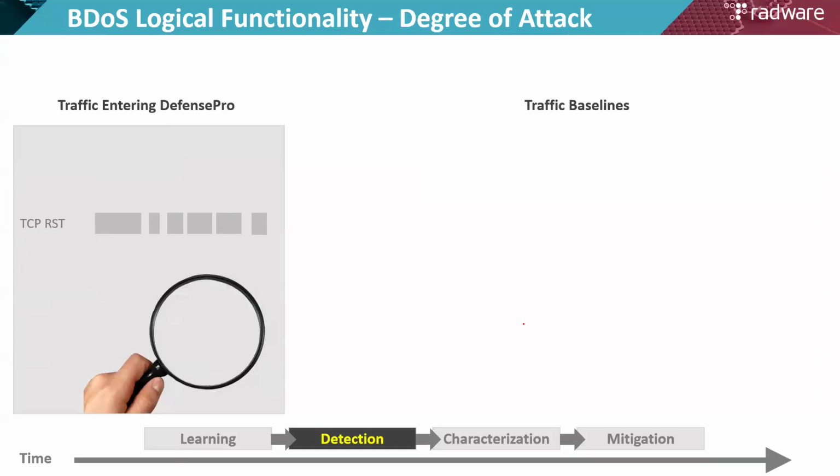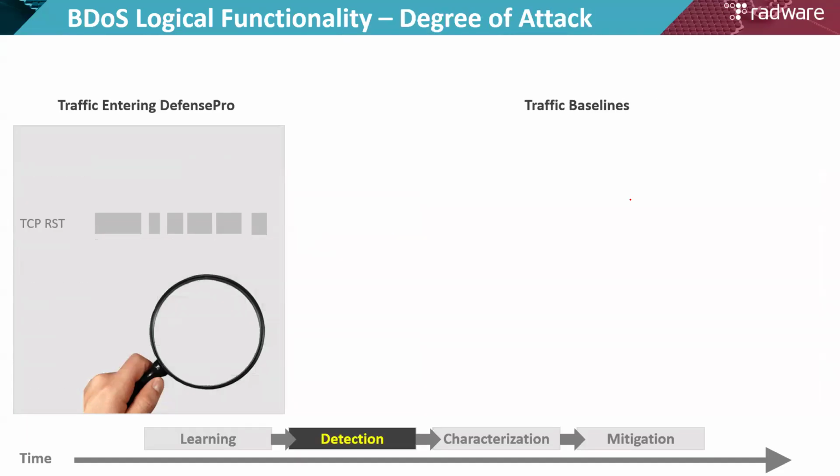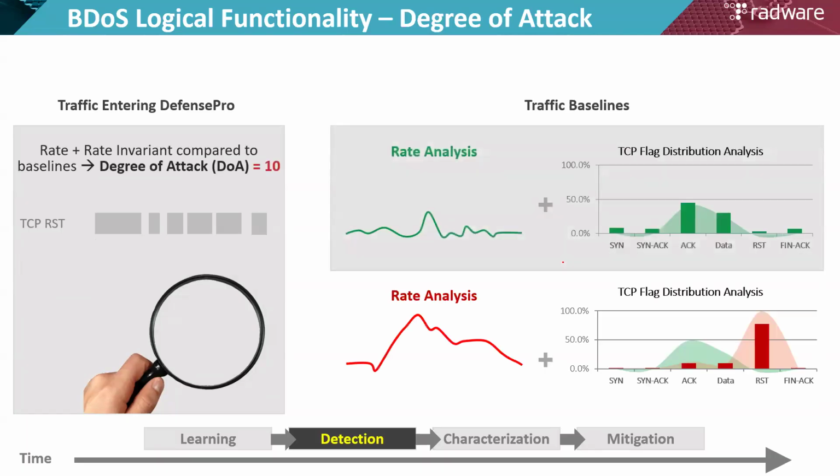Next, we have the detection phase. During peacetime, the graph looks something like this, as you can see. During the detection phase, the DefensePro is basically checking the rate and rate invariant part, whether they are deviating or not. As you can see here, the rate and rate invariant part are both deviating. The rate is high, and the rate invariant part is also showing certain deviation.